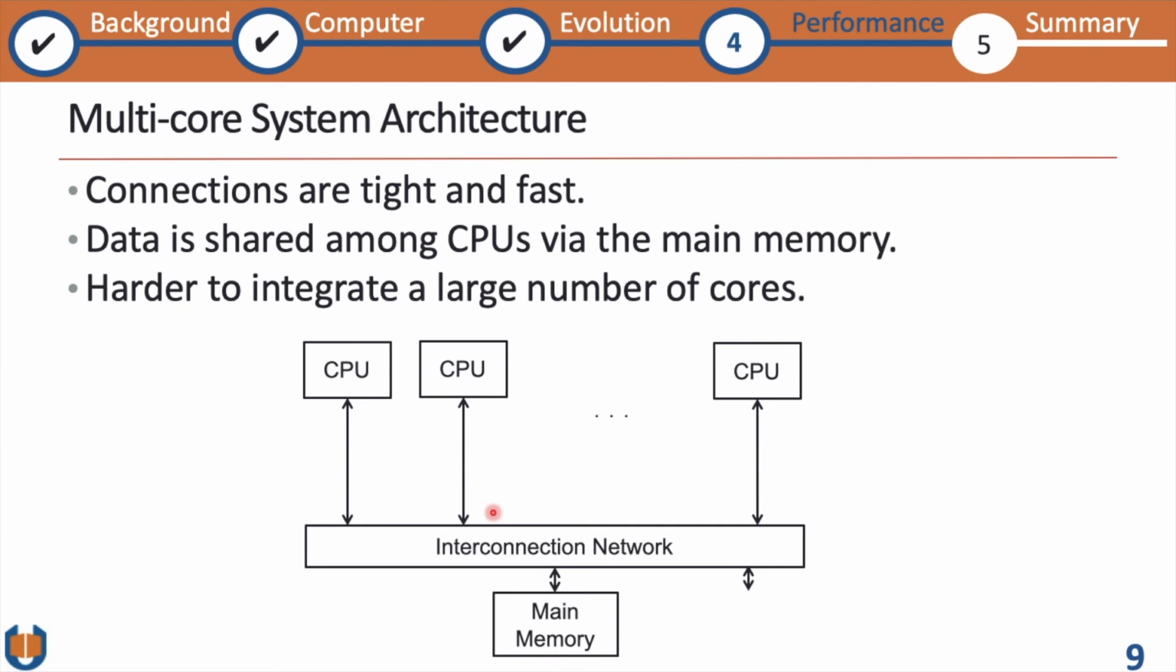So here is a typical architecture for a multi-core system. There are separate cores, and it could be n number of cores, and this is the network that is connected with the main memory. The actual thing is a bit complicated, but this is a pretty simple architecture showing how the processors work and are connected with the main memory.